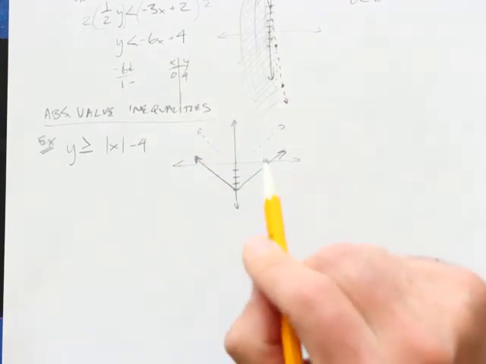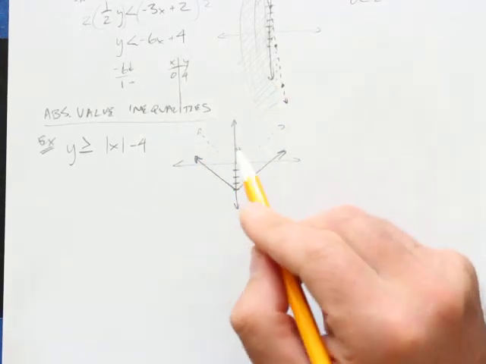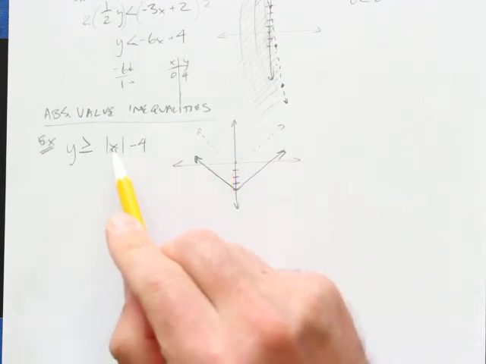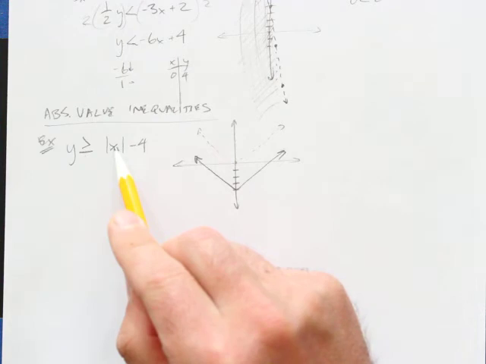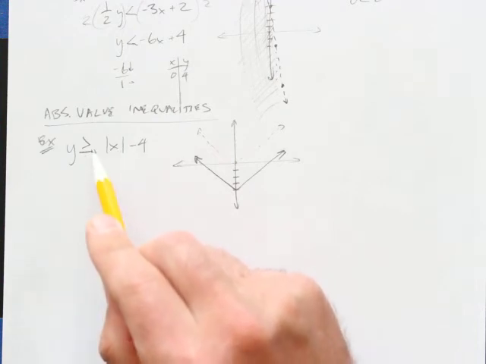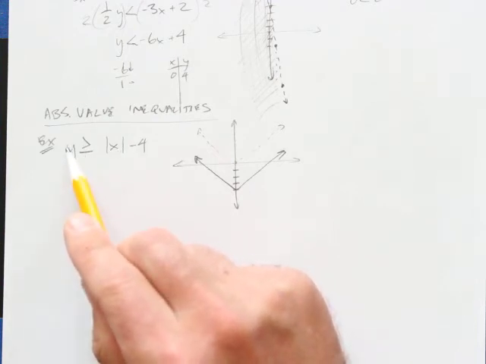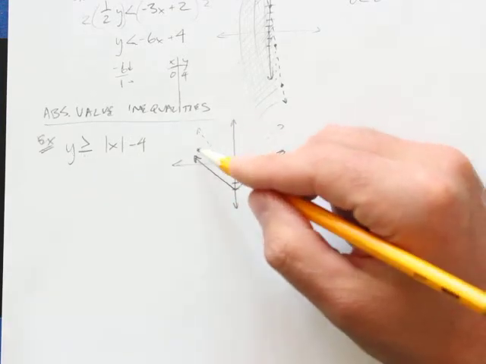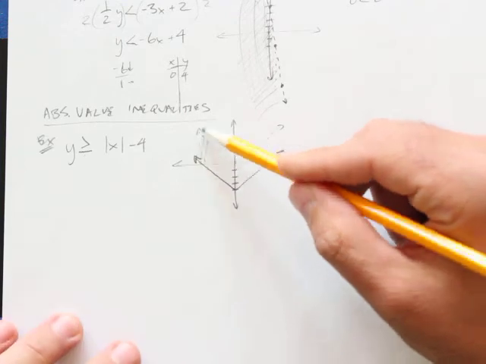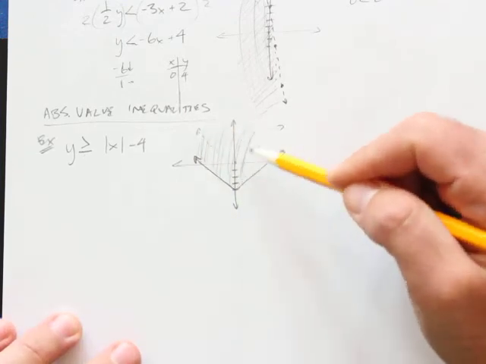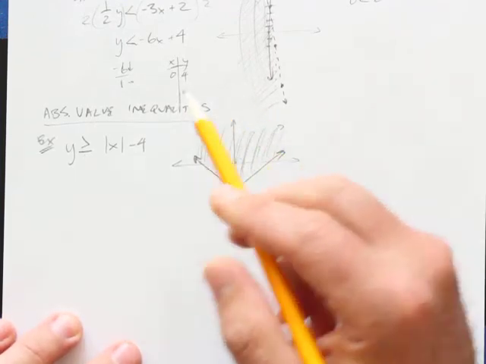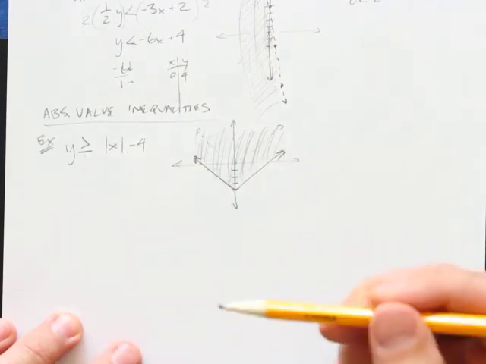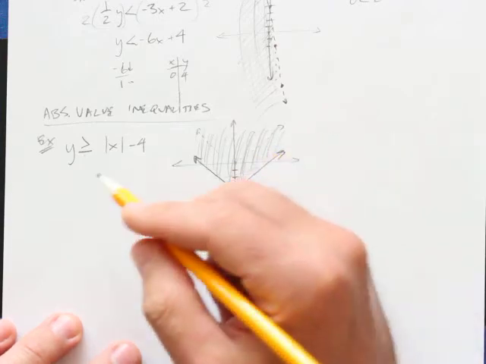And now I need to decide which side I'm going to shade. I can plug in 0 and see if that works. 0, 0. So absolute value of 0, 0. So I've got negative 4 is less than or equal to 0. Is 0 greater than or equal to negative 4? Yes, it is. So that means the 0, 0 makes sense, and I can shade above it. Or I can say y is greater than my function, so that means I will then shade in above because y is greater.